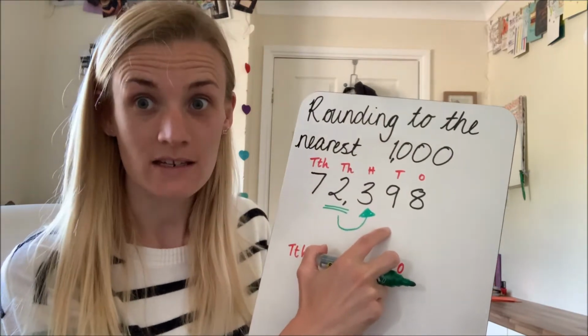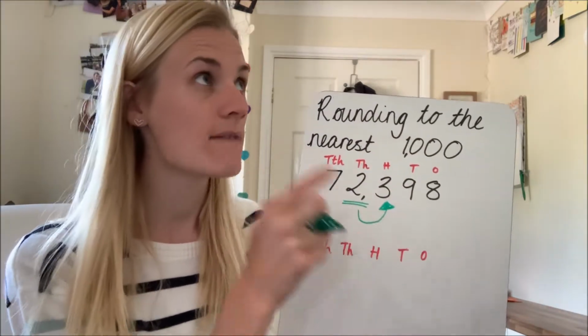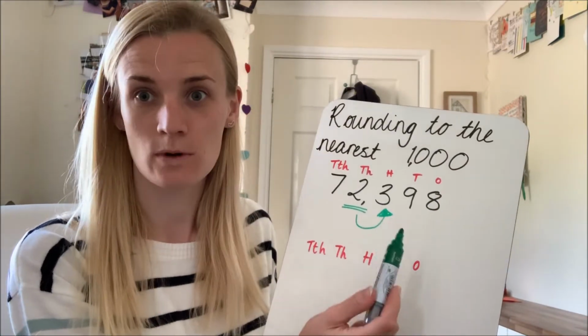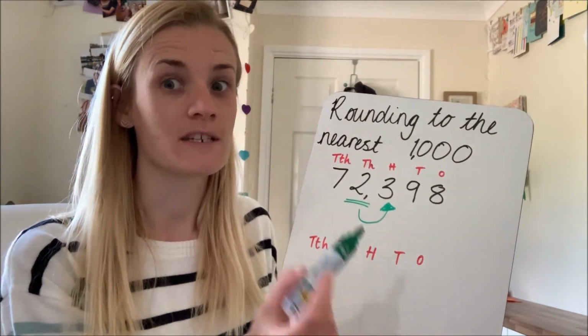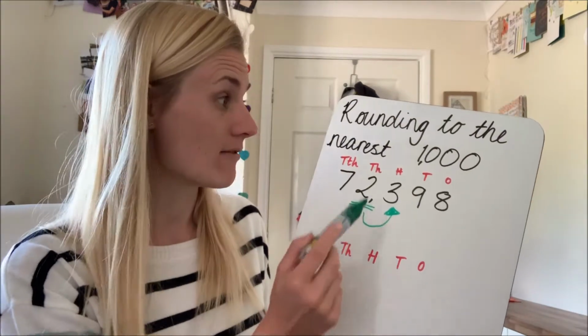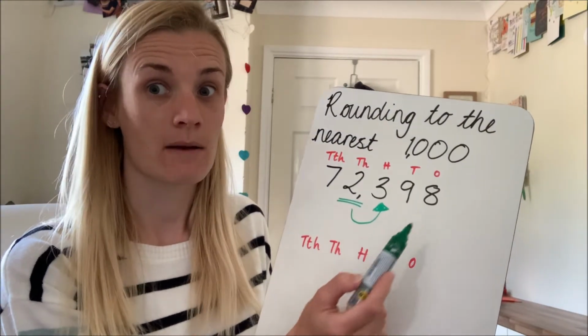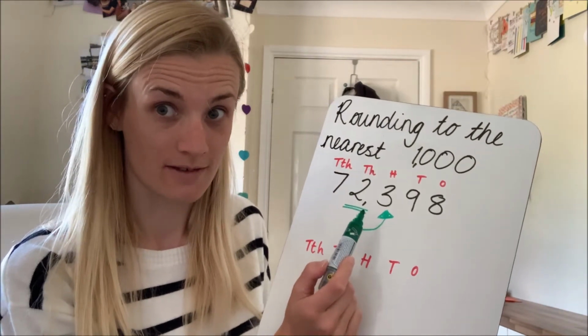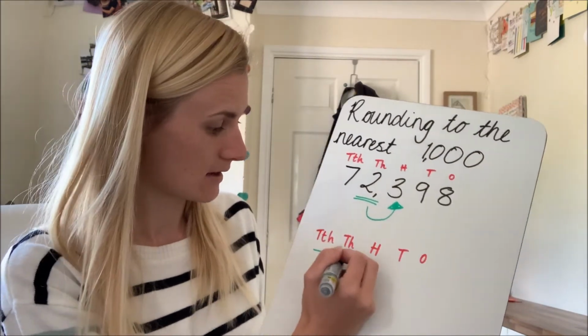The number 3 tells me what to do. Remember, 5 or more, let it soar. 4 or less, let it rest, okay. 3 is smaller than 4, so I am rounding down to the nearest thousand, okay? So I'm rounding back down to 72,000, yeah? And that is my answer.